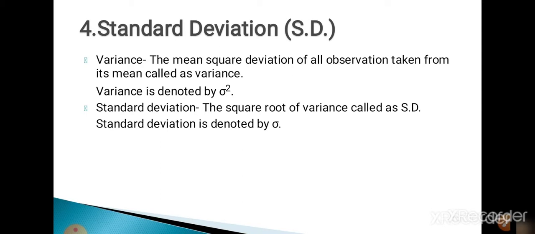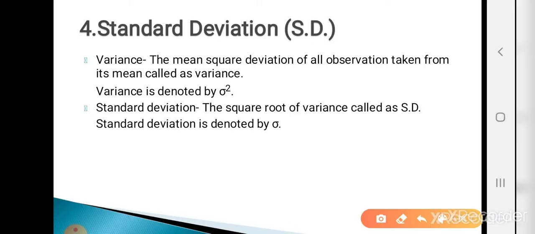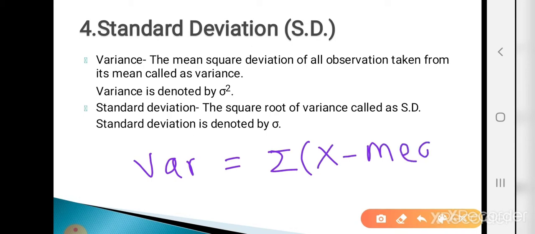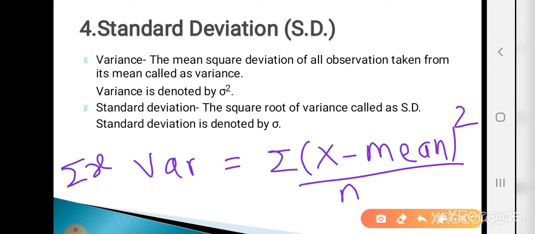The mean square deviation of all observations taken from its mean, that is arithmetic mean, is called variance. Let's see the formula for calculating the variance for ungrouped data. The formula is variance is equal to summation (x minus x bar) square divided by small n. Arithmetic mean is calculated as summation x upon n for ungrouped data. This is the arithmetic mean of x.